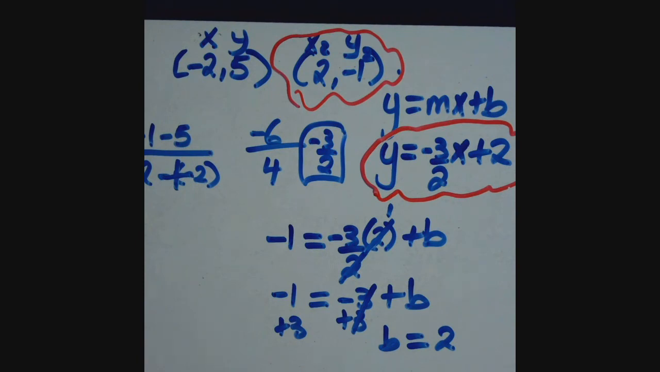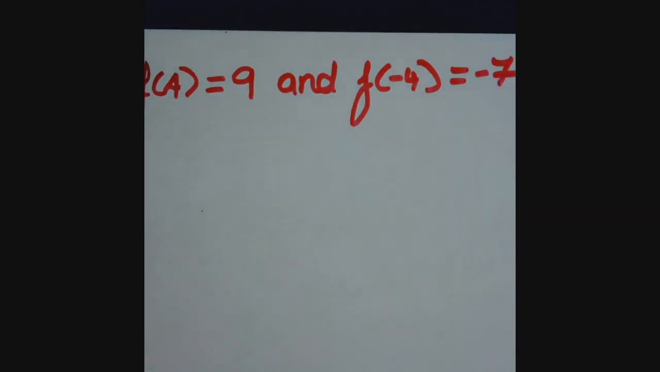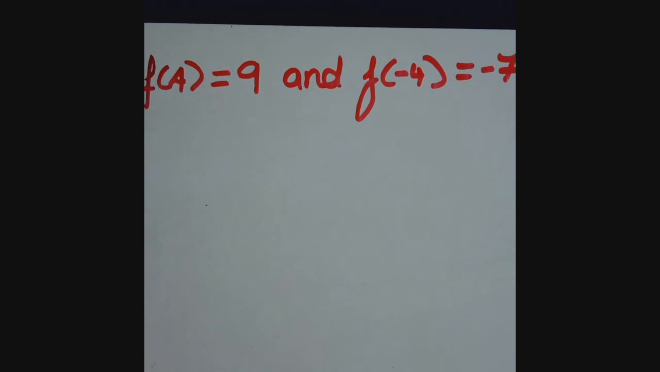All right, so we're going to get to the third type of example. We're going to do the same thing as this, but guess what? Now they're going to give it to us in functional notation. So you have to remember that. They want you to write an equation, but now they give it to you in functional notation: f of 4 equals 9, and f of negative 4 equals negative 7. That's why you have to understand functional notation.